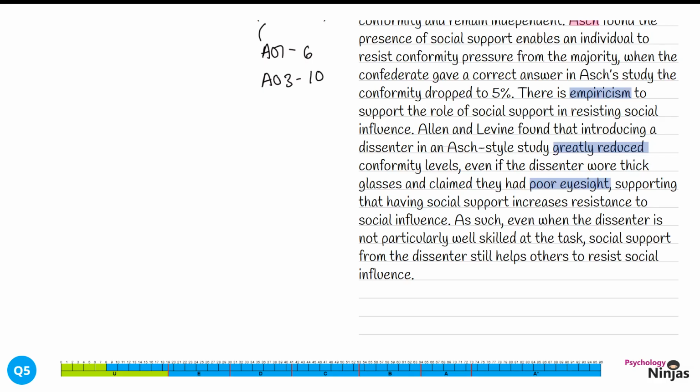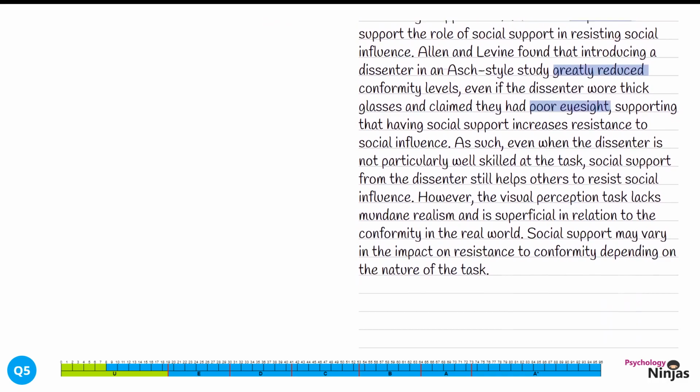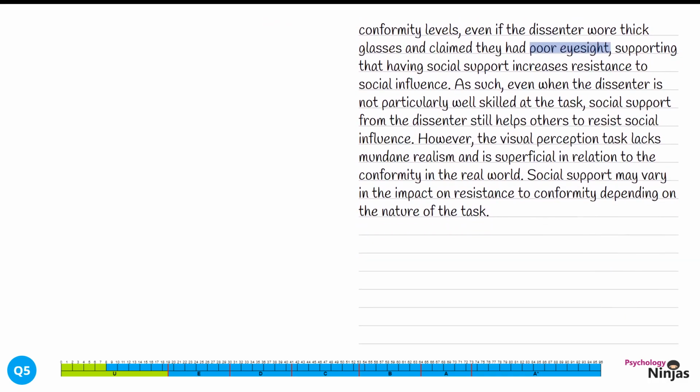In order to develop well-constructed paragraphs, we're going to move on to a counter-argument next. However, the visual perception task lacks mundane realism and is superficial in relation to conformity in the real world. Social support may vary in the impact on resistance to conformity, depending on the nature of the task. Where we're talking about mundane realism, we're saying the task that the participants do within the study is not realistic.